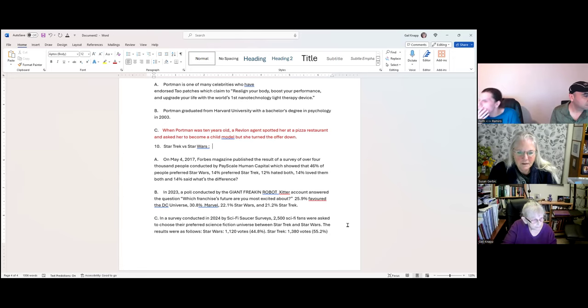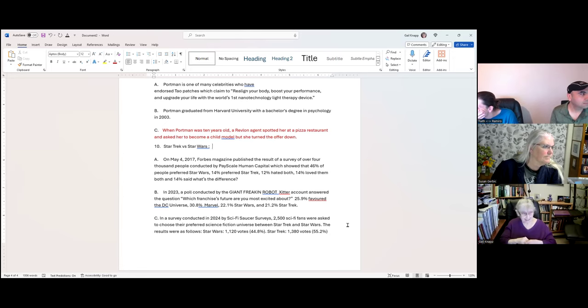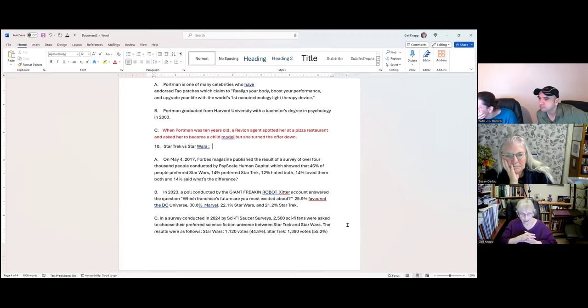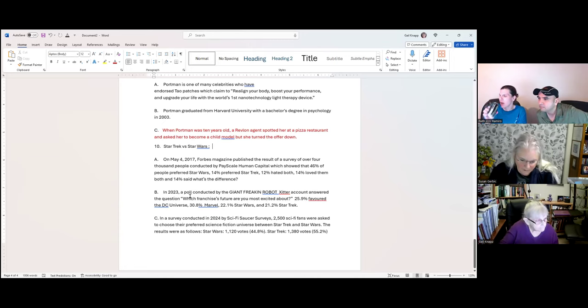Okay, this one. Although I believe that people said, what's the difference? Because people don't know the difference. Yeah, let's see. I suspect A is true just because of that. I think B is false. I think it's B or C. Yeah, I think A is true. I'm okay with either of those. I think the Star Wars number is too high for that one.